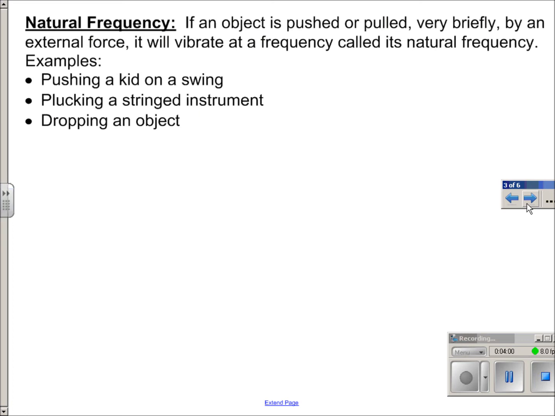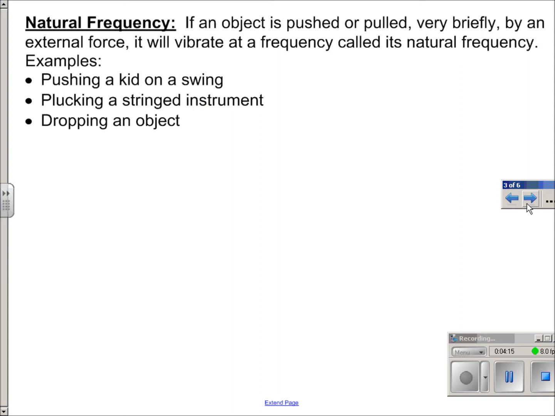And similarly, if I stand in my classroom and drop a quarter and a wood block, you can definitely tell which one's the quarter and which one's the wood block just based on the sounds that they make, because they have their own natural frequency that they sort of want to vibrate at.